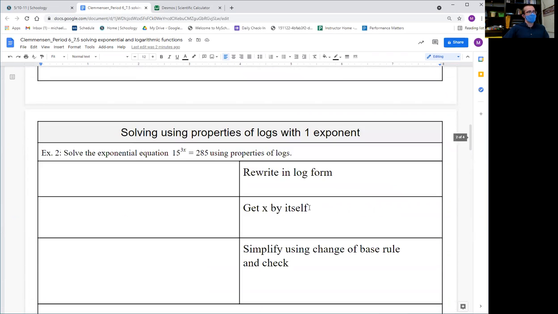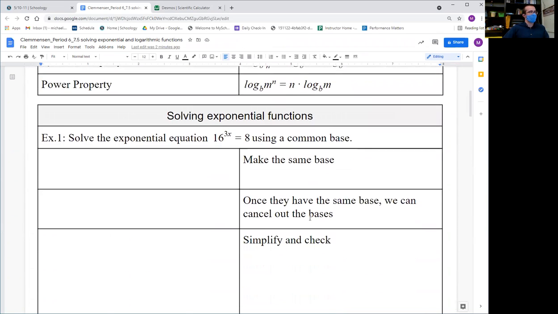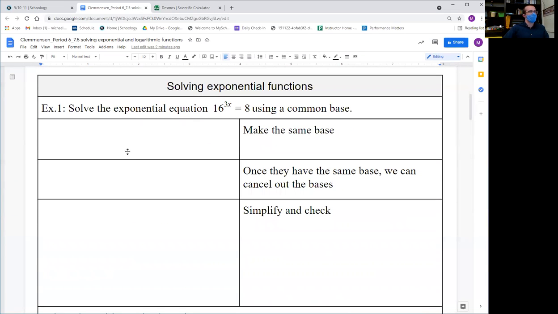All right, so let's go back up to the top. It says solving exponential functions. There are many ways to solve these type of problems. We saw one way earlier today. We're going to see a different way right here. So the first thing we need to do is make our things the same base. So we have this 16 and this 8. Hopefully we see that we can actually make that 16 into 2 to the 4th power, and that 8 into 2 to the 3rd power.